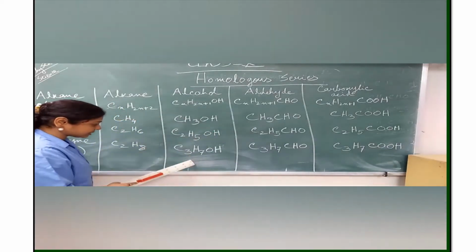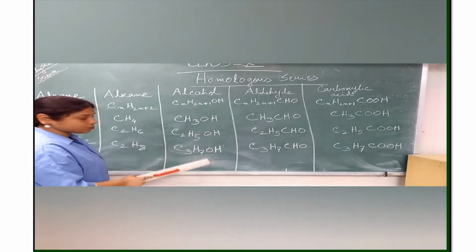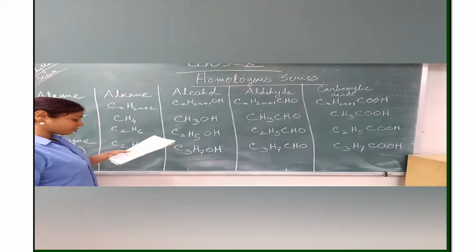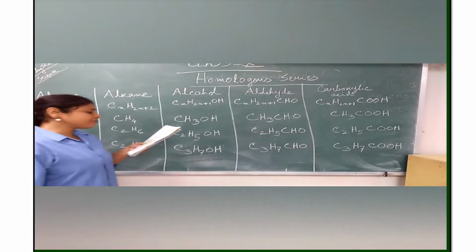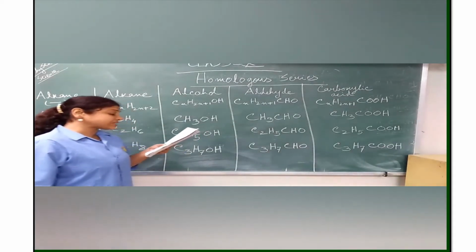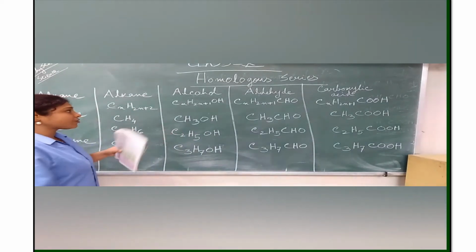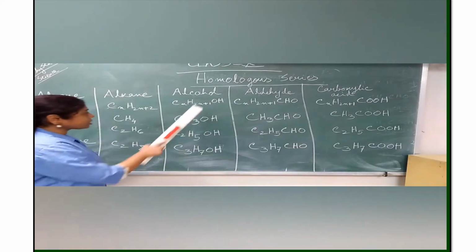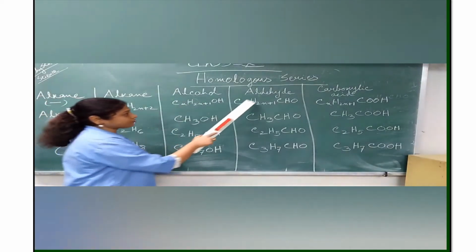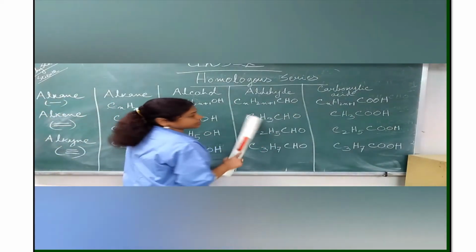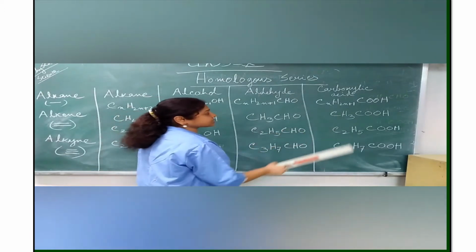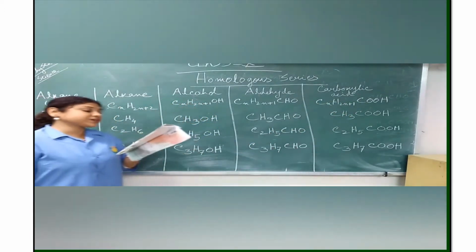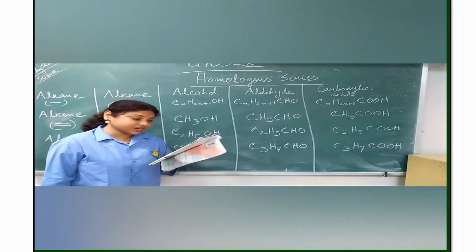See this. Same functional group, similar elements present: carbon, hydrogen, oxygen, everything present, which can be represented by the same general formula. For alcohol, this is the general formula. For aldehyde, this is the general formula. For carboxylic acid, this is the general formula. So chemical properties can be represented by the same general formula.